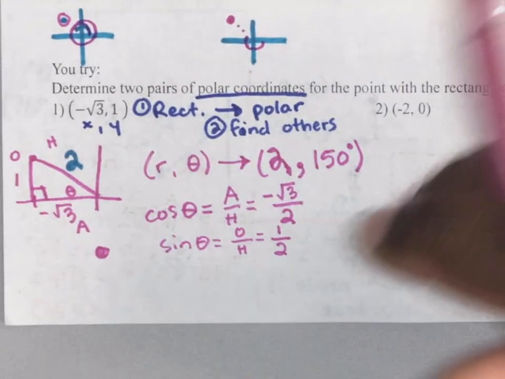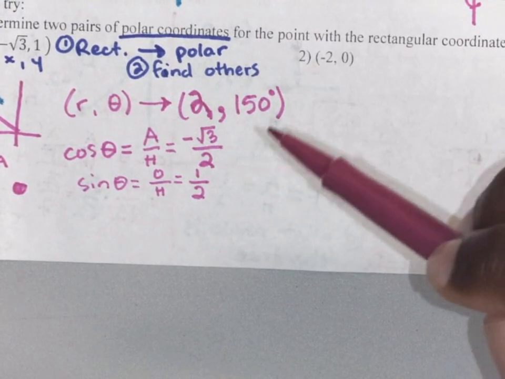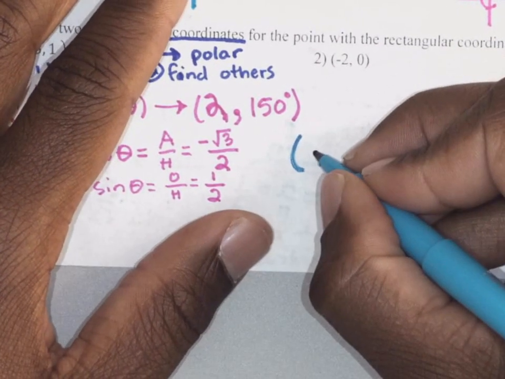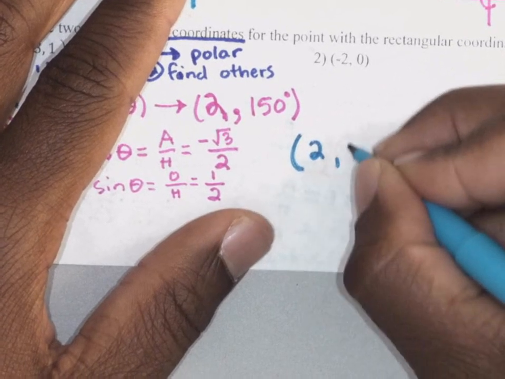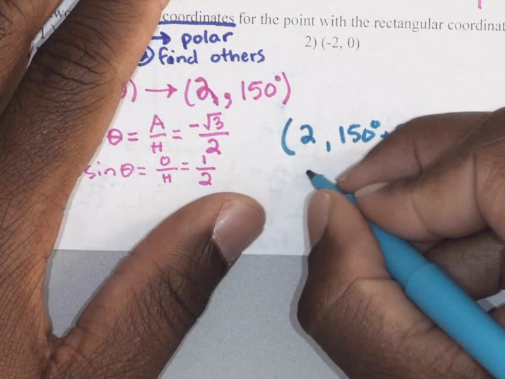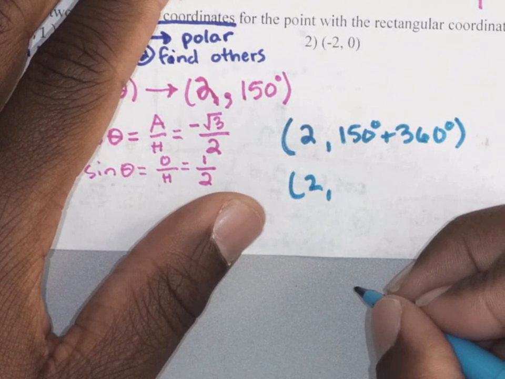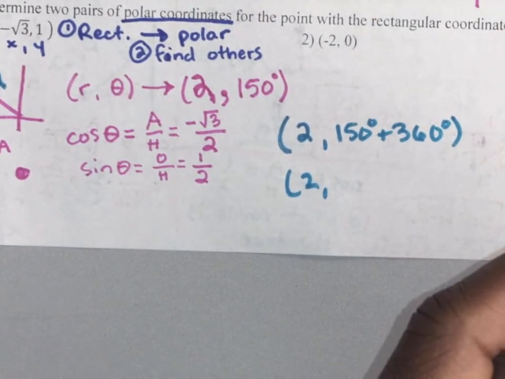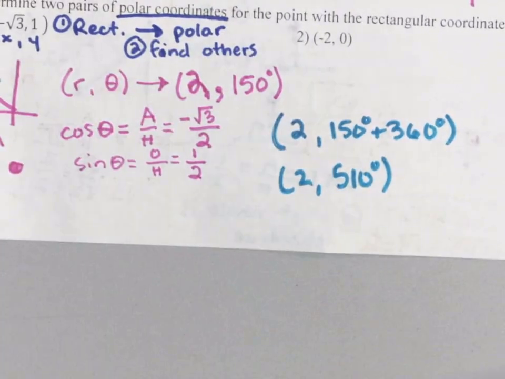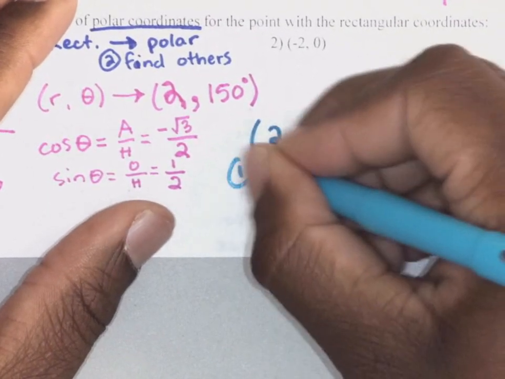So our goal was to find 2 pairs of points. What can I do to find another point? Plus 360. Okay, let's do that. Do I change R? Do I change the sign of R? No, I just literally add 360 to it. And I get 510. Nope, still on number 1. 150 plus 360, that's it, 510. That's one other point.